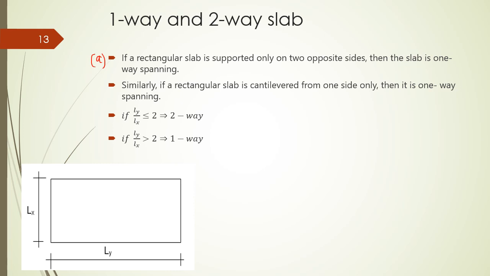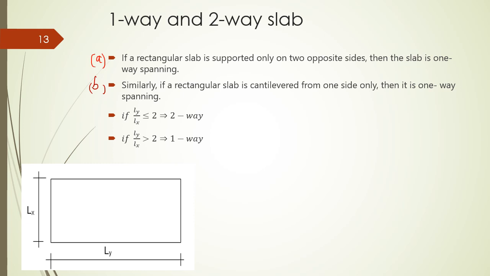To get to point B then, if a rectangular slab is cantilevered from one side only, it is also considered a one-way spanning slab. Look at condition B then, and we only have one support in just that direction, then that is also considered a one-way spanning slab.